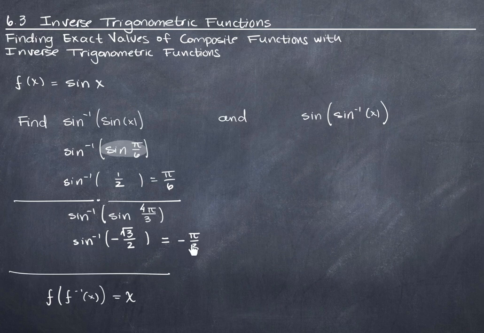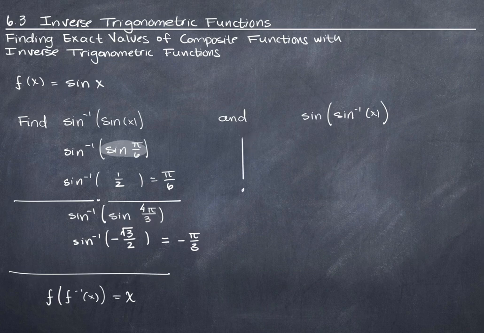The answer 4 pi over 3 here would be wrong, because the answer to this question, whose angle has a sine of negative root 3 over 2, can't be outside quadrant 4, below 0, negative pi over 2, and quadrant 1 up to pi over 2. It can't be outside that region. 4 pi over 3 is outside that region. This cannot be the answer.